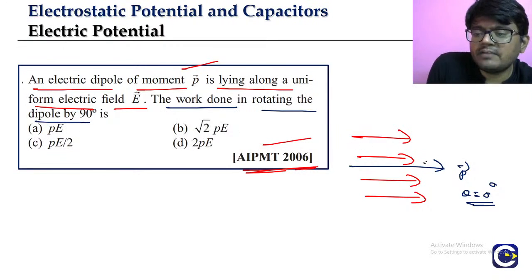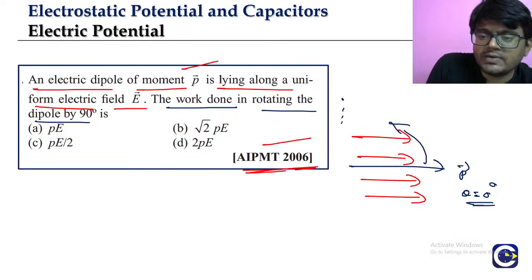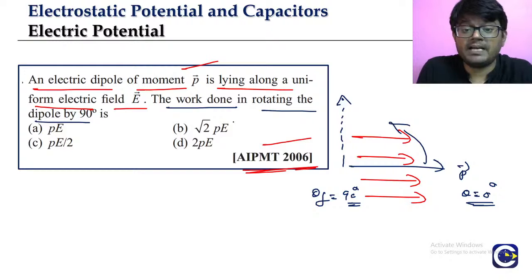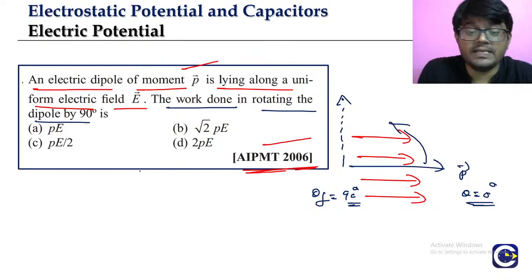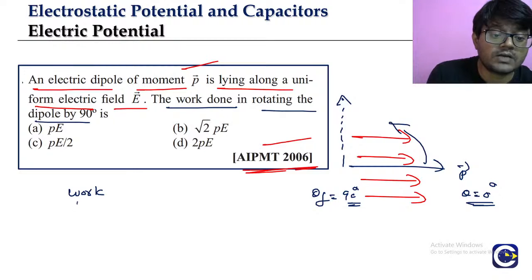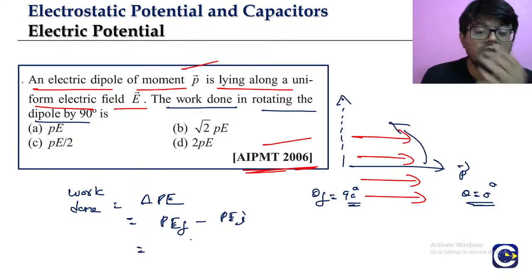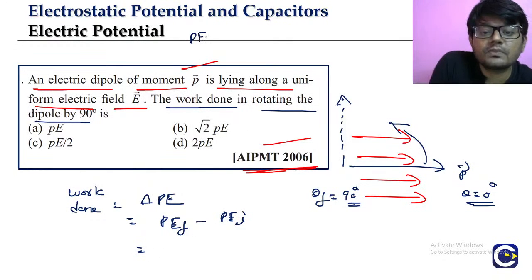From here, we have to rotate it by how much? 90 degrees. If we rotate by 90 degrees it will become like this, right? So theta final is 90. What is the work done? Here they have not mentioned kinetic energy, which means we will use this relation: work to be done is equal to the change in potential energy, which is potential energy final minus potential energy initial. So potential energy final is minus p into e into cos 90. Cos 90 is 0, which means the final potential energy is 0.